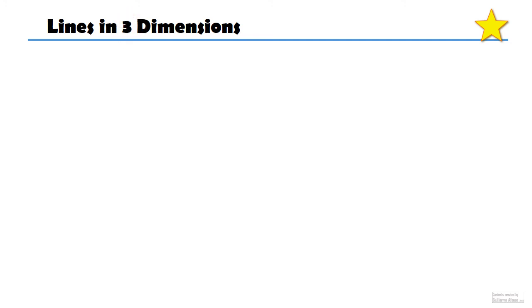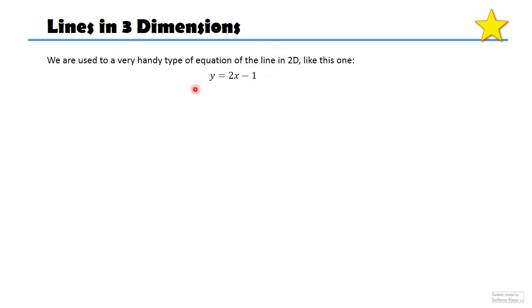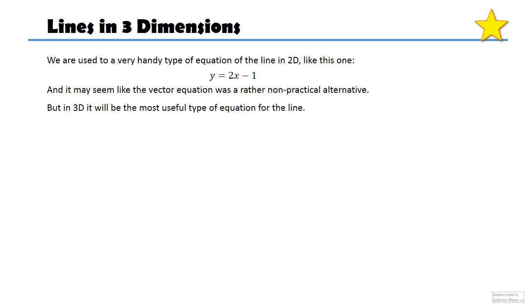So when we talked about 2 dimensions, we have this form over here, which we were familiar with. And we thought, well, there is another way to write this. And we figured out the vector equation. But we figured out that maybe this was a bit non-practical, not that useful. Well, in 3 dimensions, the vector equation is really going to be important.